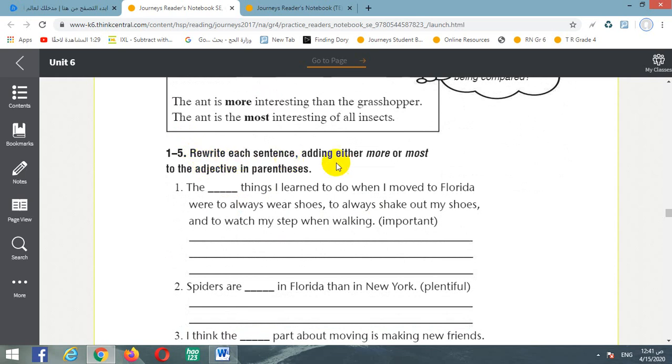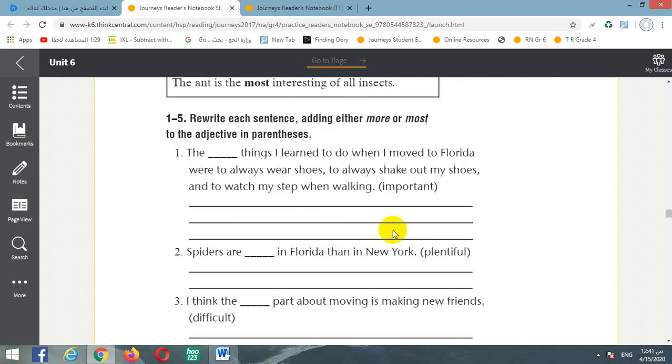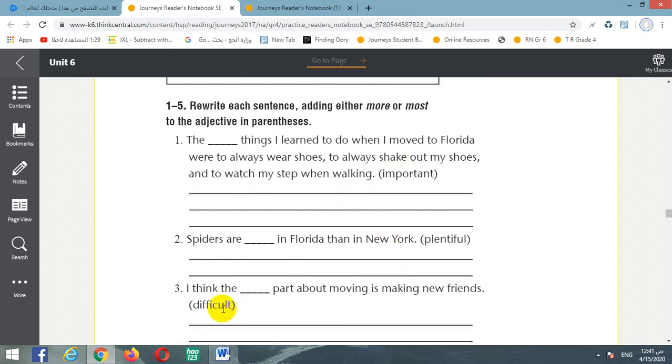Let's answer the question. Rewrite each sentence adding either more or most to the adjective in parentheses. So here we have long adjectives like important, plentiful, difficult, and so on. In long adjectives, as we said, if it is comparative, we have than, we use more. If it is superlative or we have the, we use most. Number 1. The big things I learned to do when I moved to Florida were to always wear shoes, to always shake out my shoes, and to watch my step when walking.